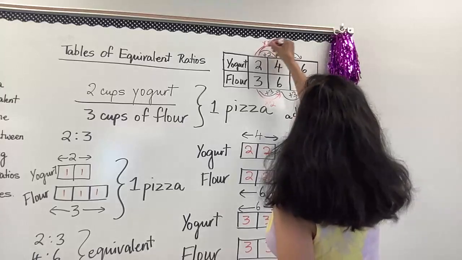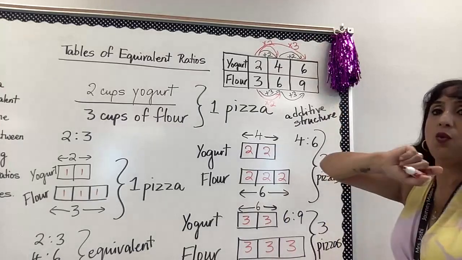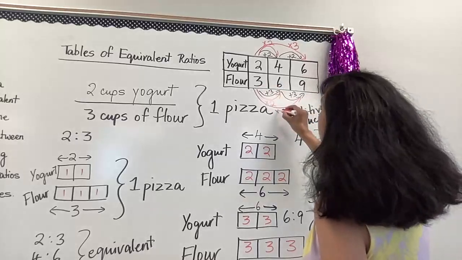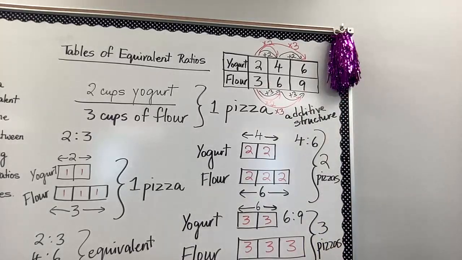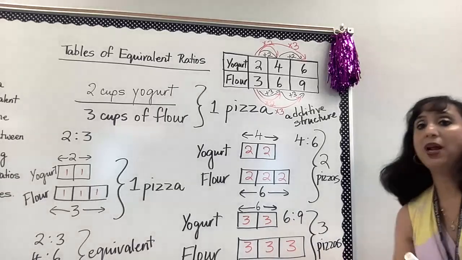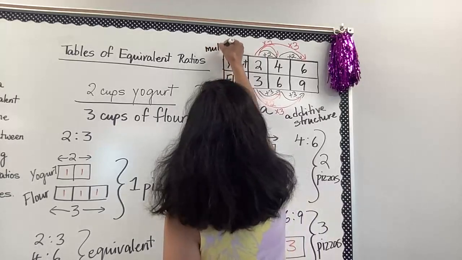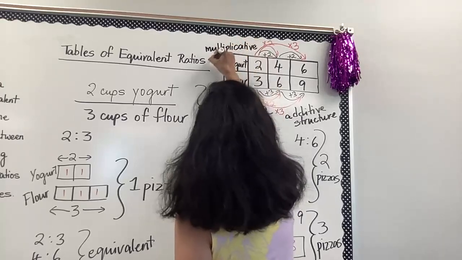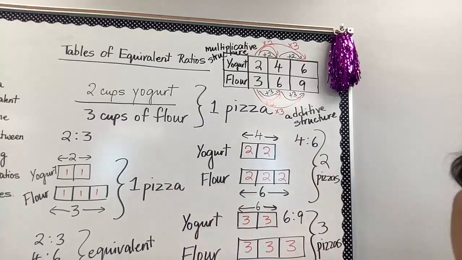Okay, then let's look at the next multiplicative structure. What is 2 times 3? That gives me 6. So whatever I do to the top part of the ratio, same thing to the bottom. If I do times 3, 3 times 3 gives me 9. Because I'm multiplying each of those, this is called the multiplicative structure. All right. So I showed you how you have an additive structure or a multiplicative structure.